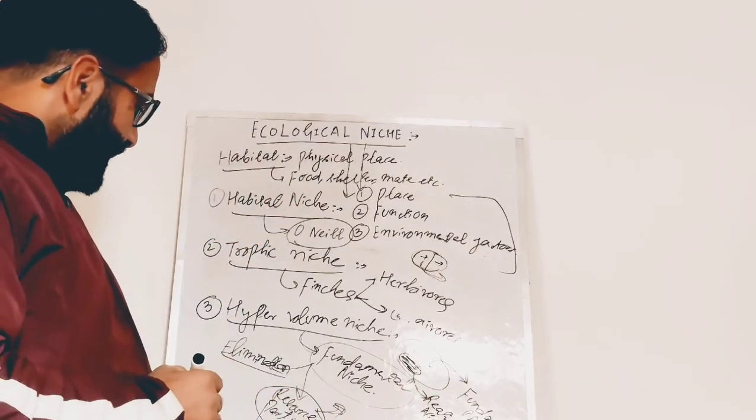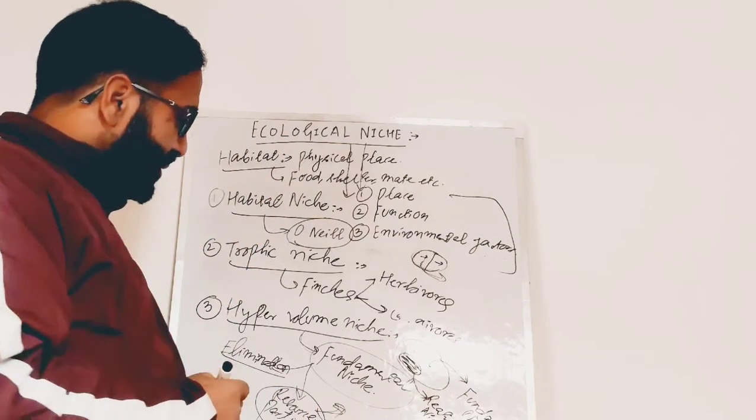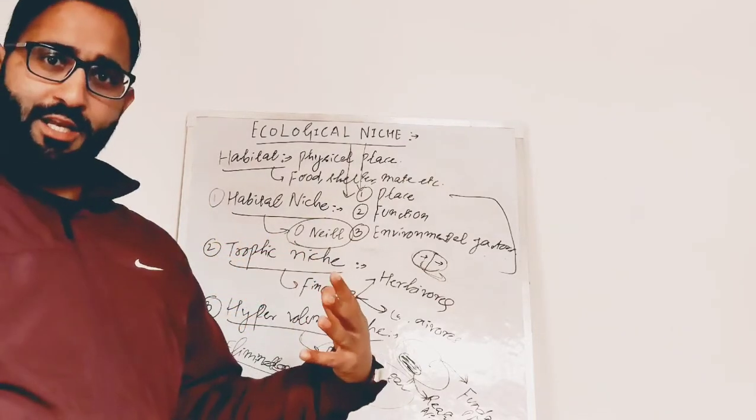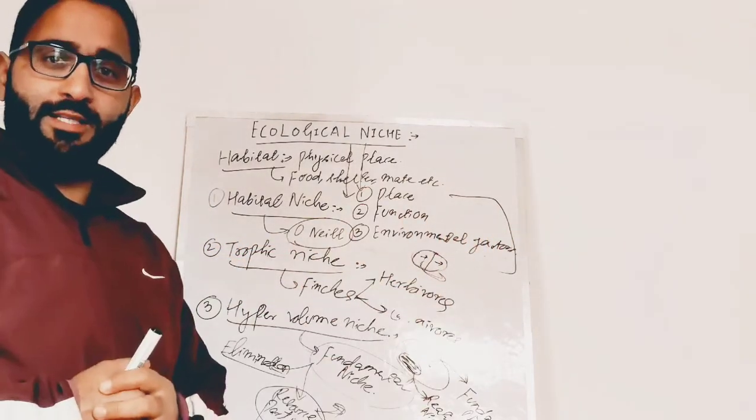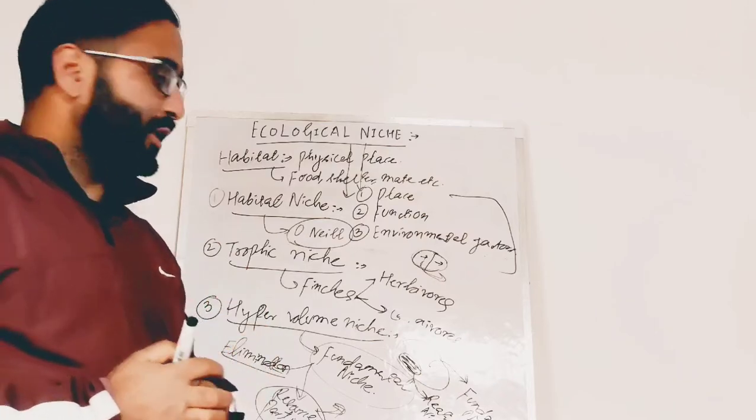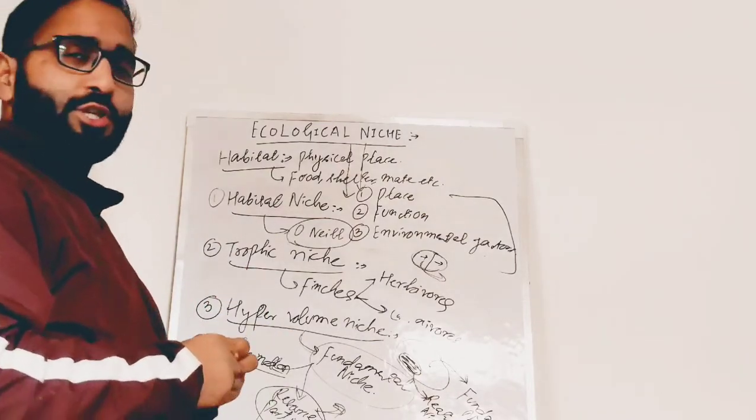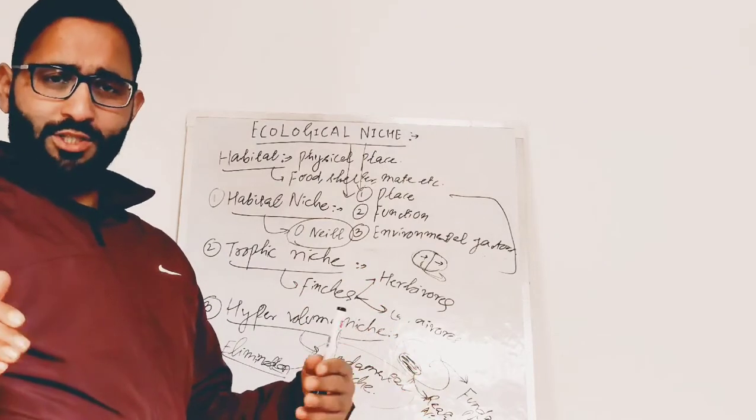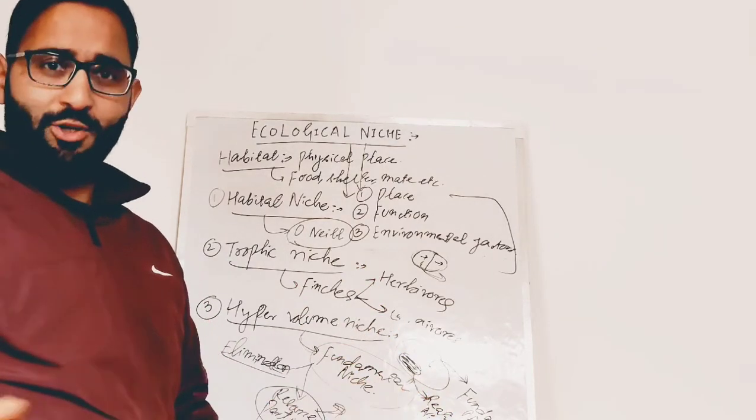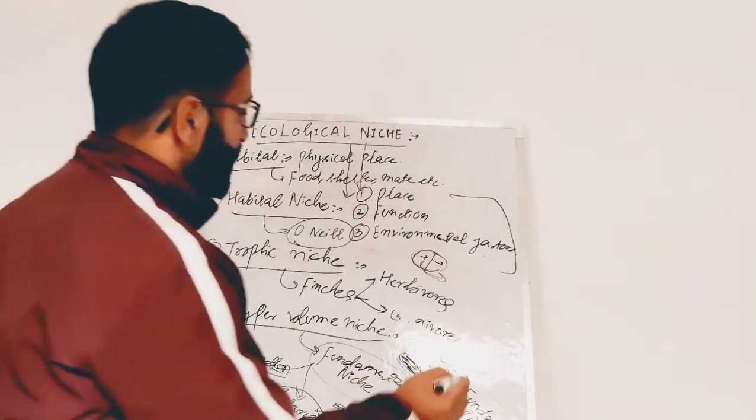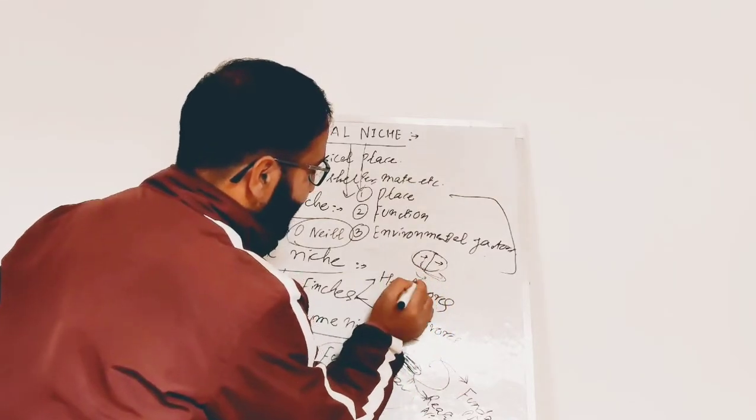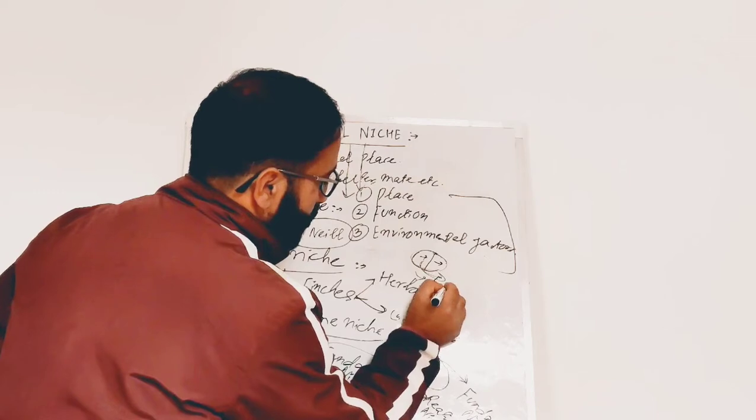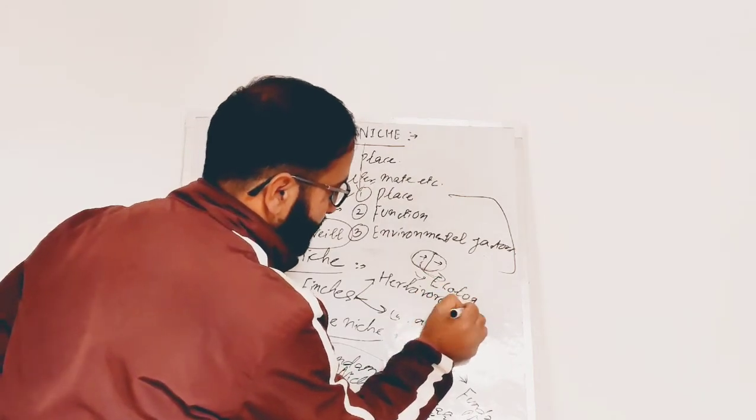One more important thing, sometimes there are species present in different geographical areas, but occupying the same ecological niche. Such species which are present in different areas but occupy the same or similar ecological niche are called ecological equivalents.